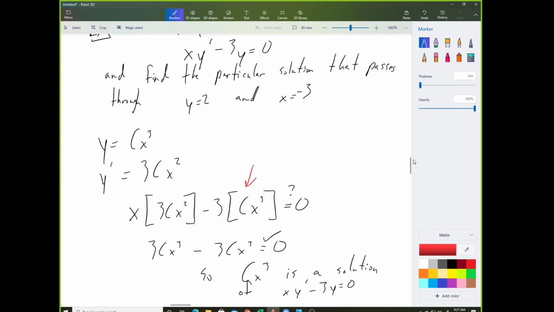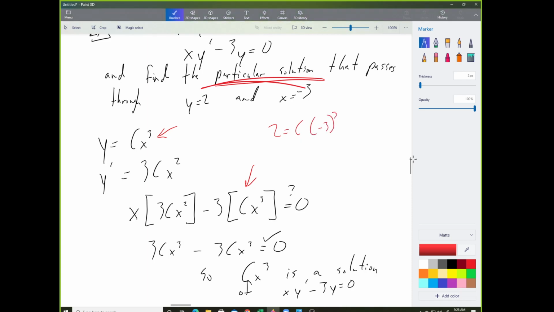So this is a general form, but the question also asks us to find the particular solution, which means we want to be specific, which means we want to know what C equals. We want to give it a number. So it's very, very easy to handle that, because now that we know that this works, we can plug in what our y equals and what our x equals and use that to find the particular C that we want for this situation.